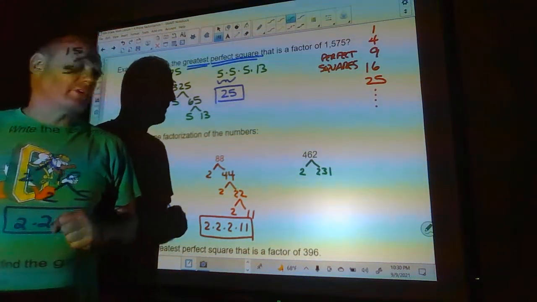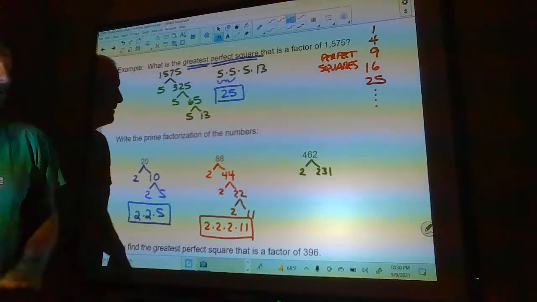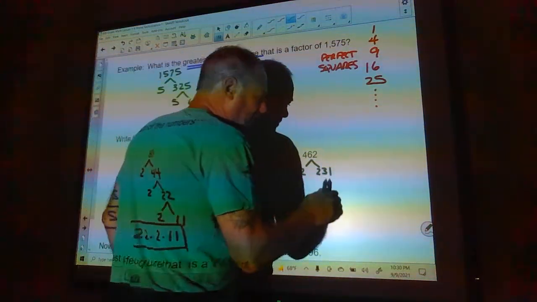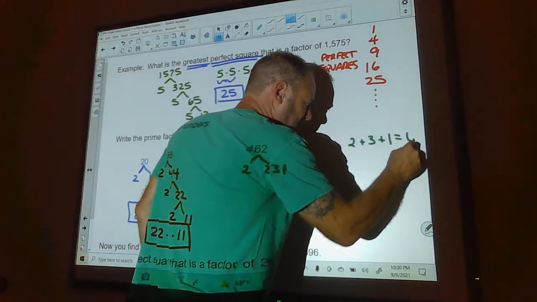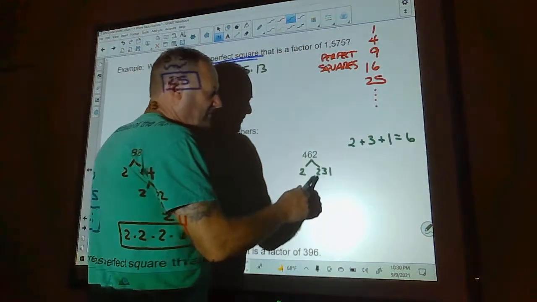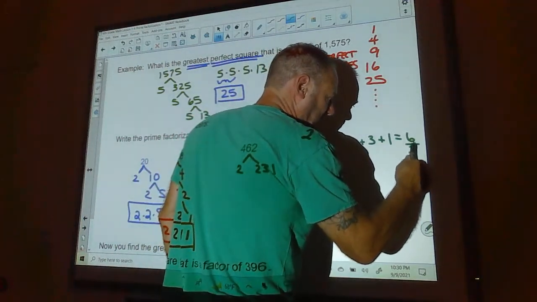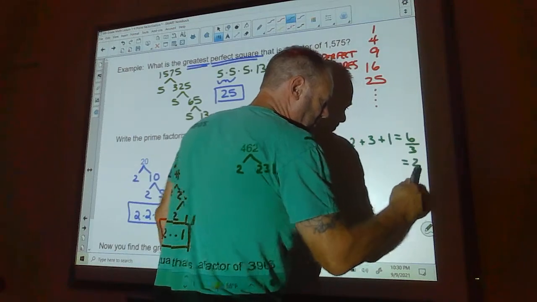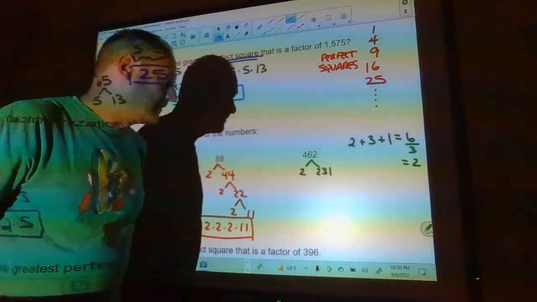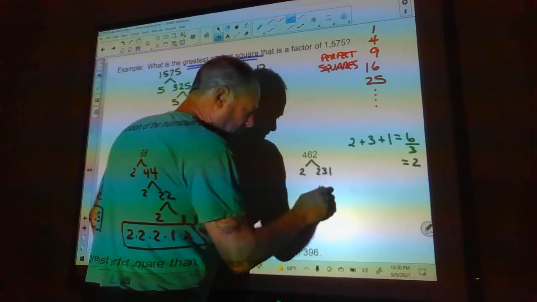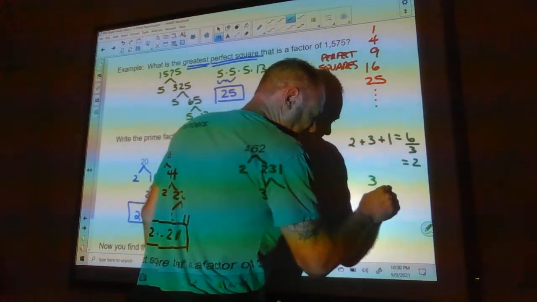There are some rules about numbers that will tell you when other numbers will divide into them evenly. So check this out, 231. If I take 2 plus 3 plus 1, that equals 6. If I take all the digits and add them together and that number is divisible by 3, which 6 is, it gives you 2, then that number is divisible by 3. So that means 3 will go into 231. Now I don't know how many times, I've got to figure that out.